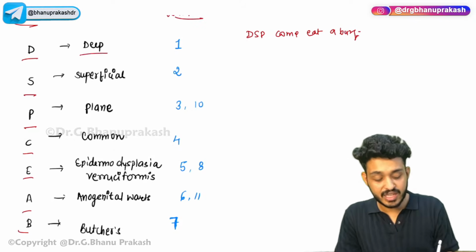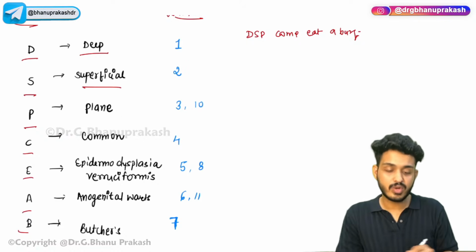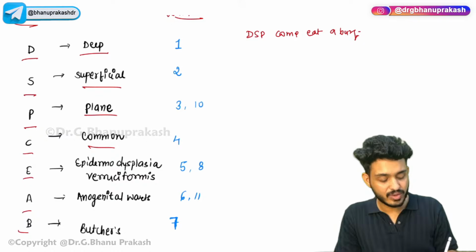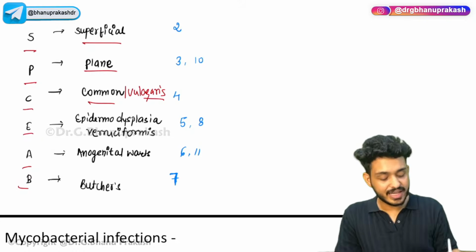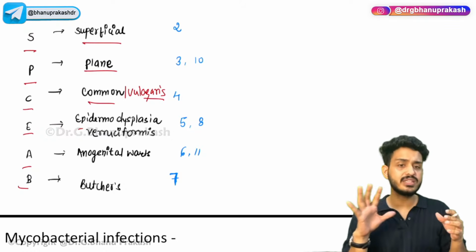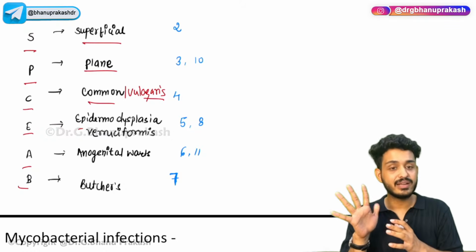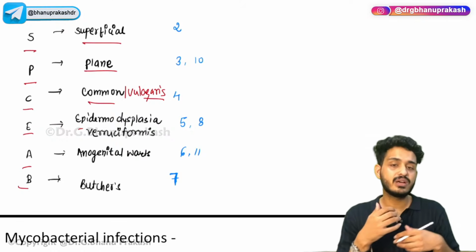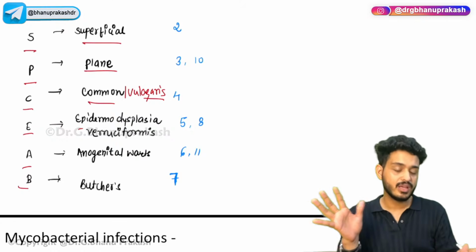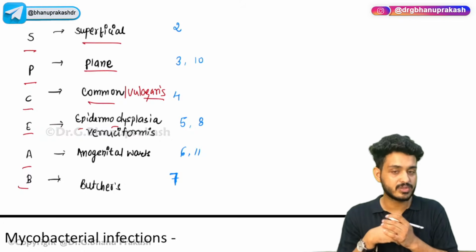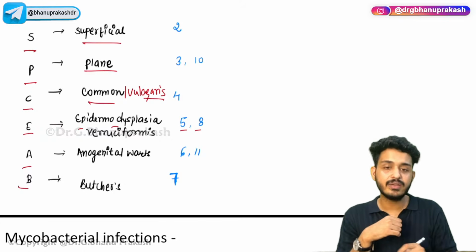So D for deep warts, S for superficial warts, P for plain warts, C for common wart, also known as vulgaris, right? Next one, E for epidermodysplasia verruciformis. Sometimes you have seen the image of that tree man, right? Or there is an image with a tree-like appearance of hands or legs. That is your epidermodysplasia verruciformis, okay. That is your HPV 5 or 8, okay.